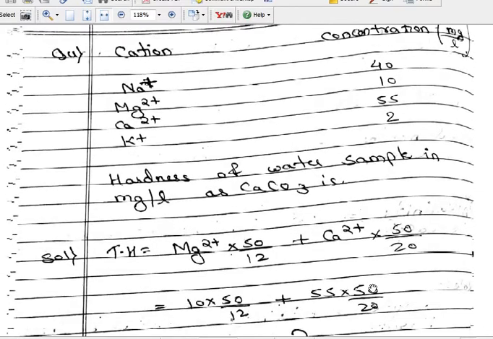Now we will try to understand some numericals here. See, this is one numerical. The cations available in a water solution are given here. You can see sodium ion, magnesium ion, calcium ion and potassium ion. These are the cations available in the solution. On the right hand side you can see the concentration given in mg per liter. Sodium is 40 mg per liter, magnesium ion is 10, calcium ion is 55 and potassium is 2 mg per liter. You have to determine the hardness of the water sample in mg per liter as CaCO3.